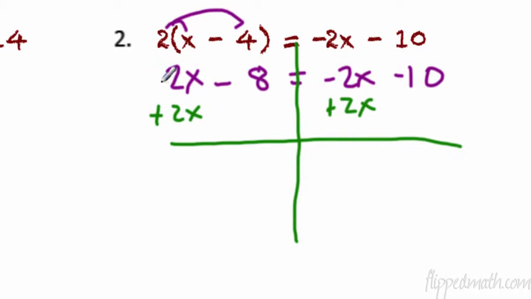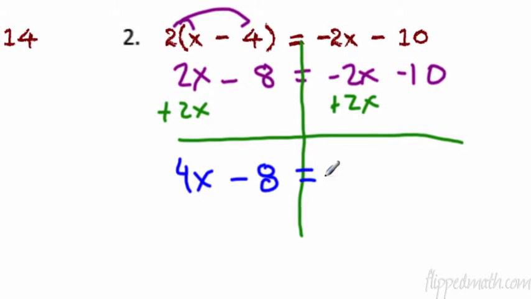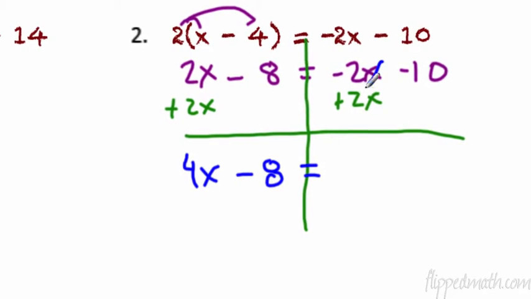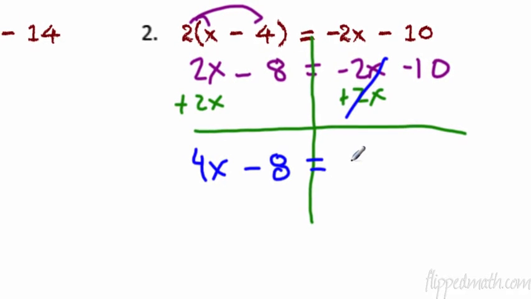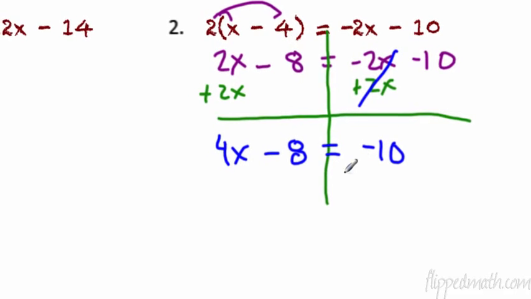All right, so read it left to right like a book. 2x plus 2x, that's 4x. We have minus 8, that kind of hangs out. Then we have the equal sign. Negative 2x plus 2x, they cancel, and we have a negative 10. Don't forget the negative. A lot of students will forget that negative. All right, so now we have a two-step equation.